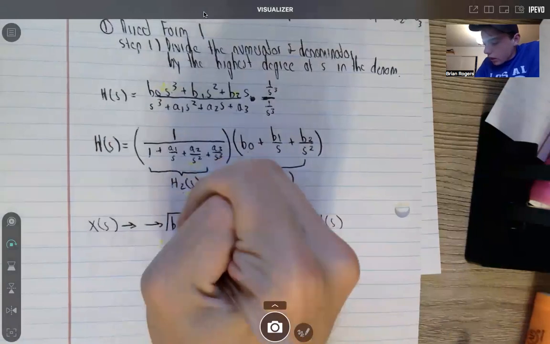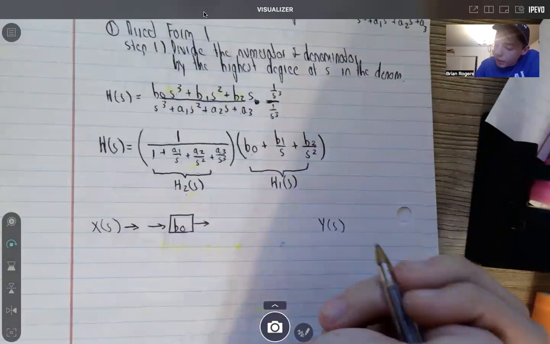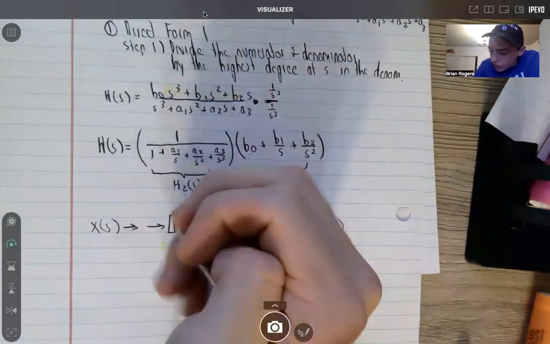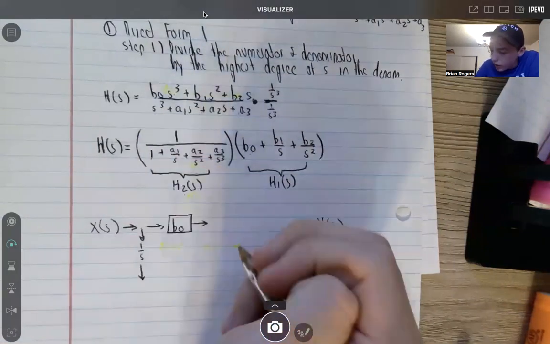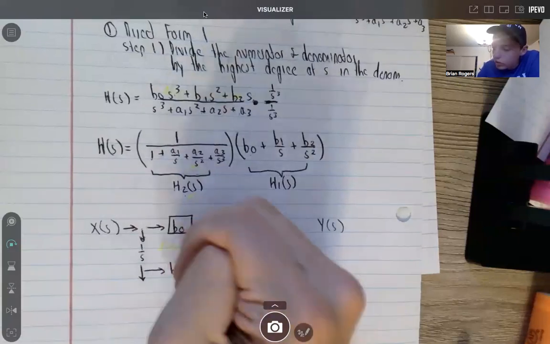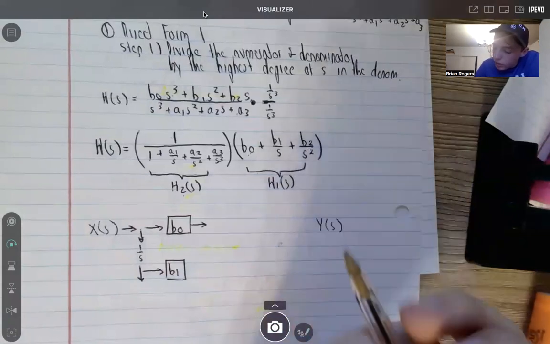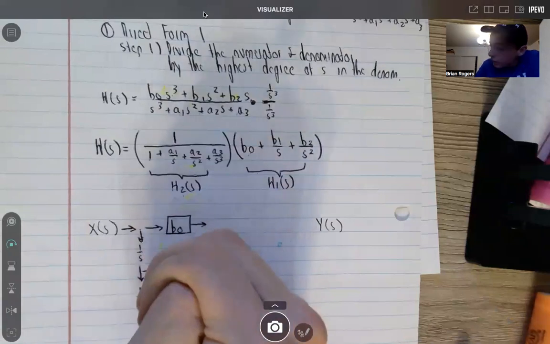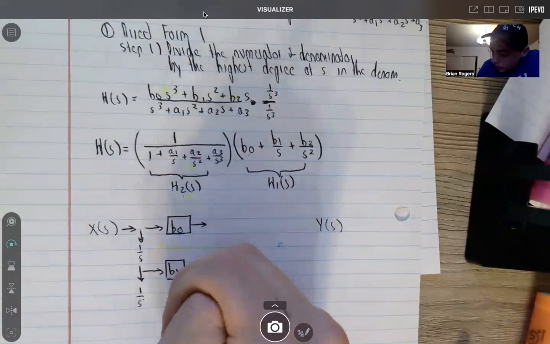And then we're going to need to divide by 1 over s, right? So I need a 1 over s, and then this I can use to amplify by b1. And so I did my 1 over s times b1. Then I need another 1 over s here because we have 1 over s squared. And so I have my other 1 over s block diagram, and then we amplify by b2.